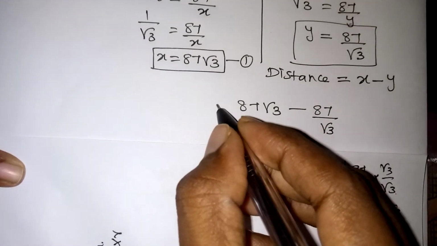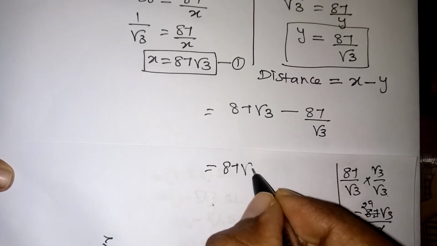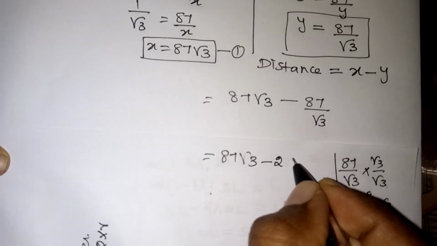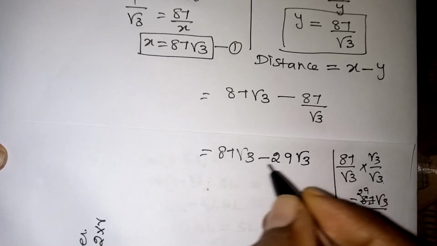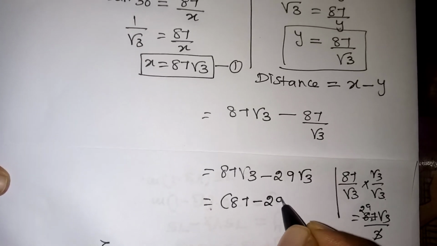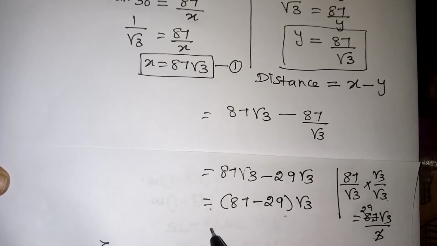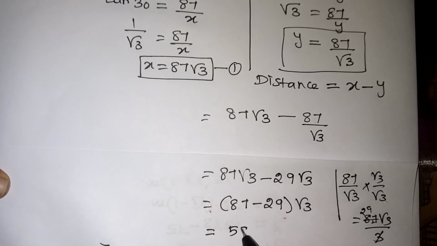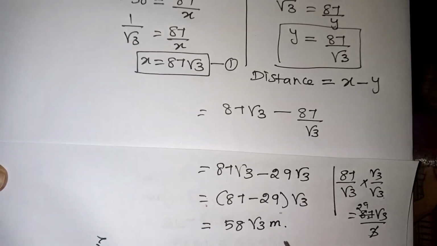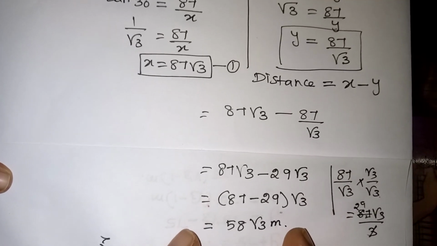So here we are getting 87 root 3 minus 87 by root 3, which we simplified to 29 root 3. Now from these two we can take root 3 outside: 87 minus 29, root 3. We subtract these two and we are getting 58 root 3. Because the question is given in meters, the answer also will be in meters. So this is the distance covered by the balloon in a particular time.